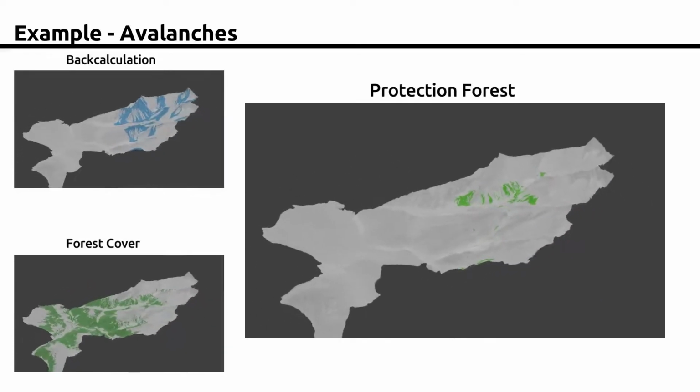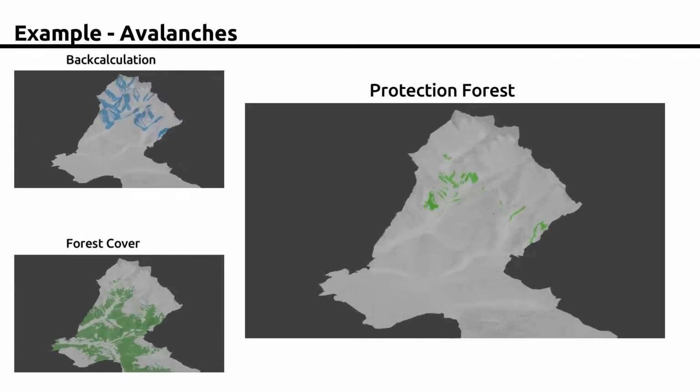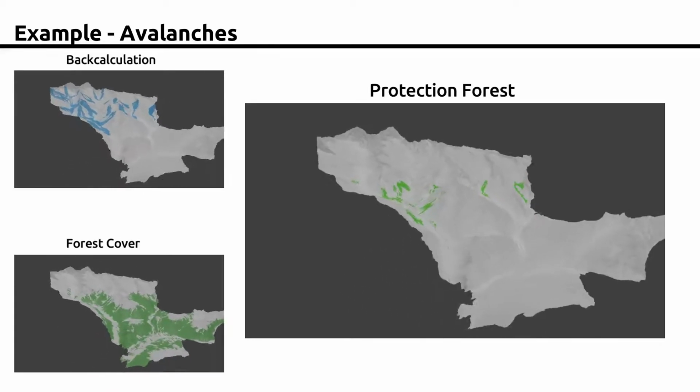With these results, FlowPy is a tool that can be used to identify forest areas that are important for hazard protection.